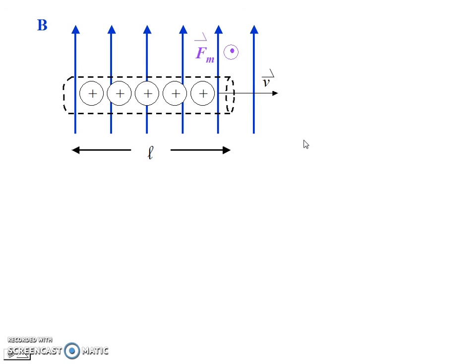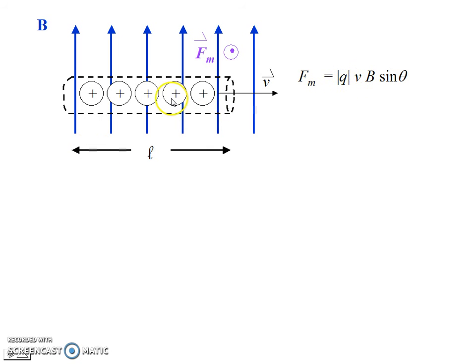Let's see what happens. Well, by QVB sine theta, each one of these positive charges feels a magnetic force out of the page. They're all going to hit the wire, and the whole wire, as one object, will feel a magnetic force out of the page. Let's develop an equation for this magnetic force.